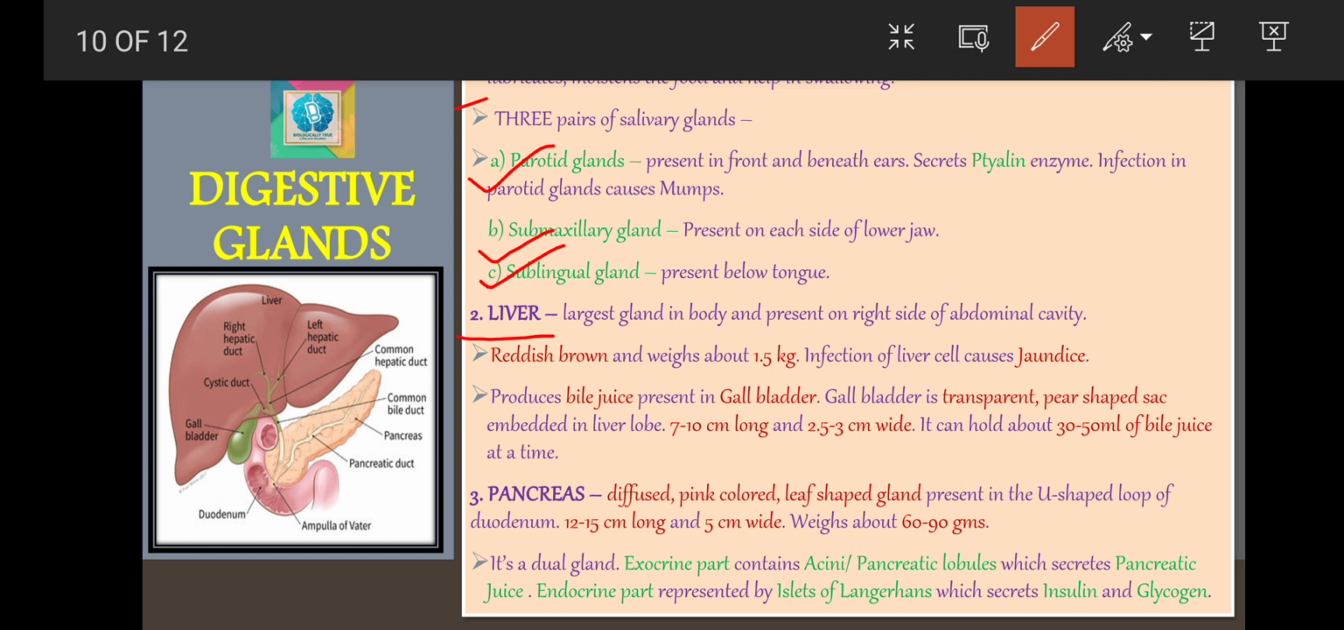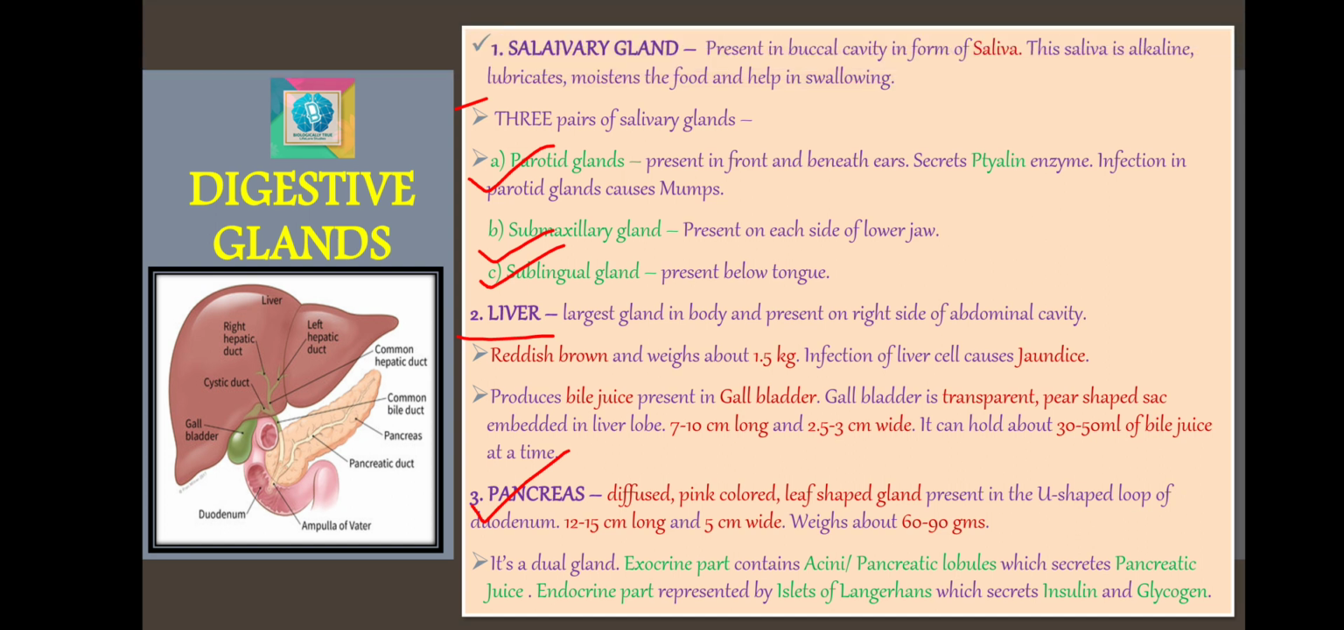The third type of digestive gland which helps in the digestion of food is your pancreas. The pancreas is associated with the small intestine and is a diffused, pink colored, leaf-shaped, fish-like gland, as shown in the picture also, lying in the U-shaped loop of the duodenum. Our pancreas is about 12 to 15 centimeter long and 5 centimeter wide. It weighs about 60 to 90 grams. It's a dual gland. It works in a two-part pattern.